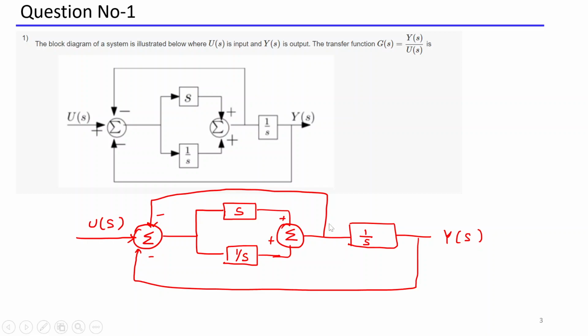Yes, sir. Sir, the picture was clear earlier also, but whatever is written is not readable. Okay, now it is visible.